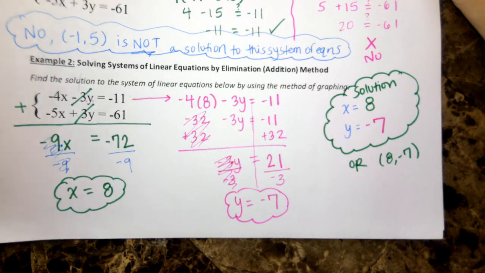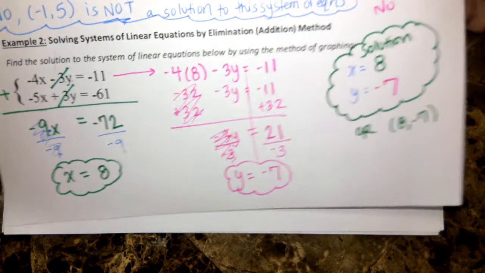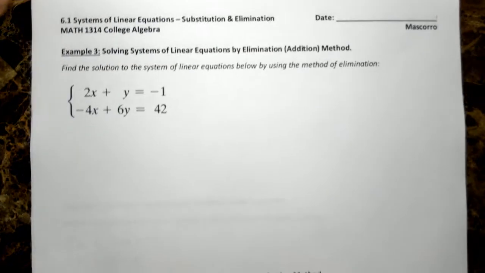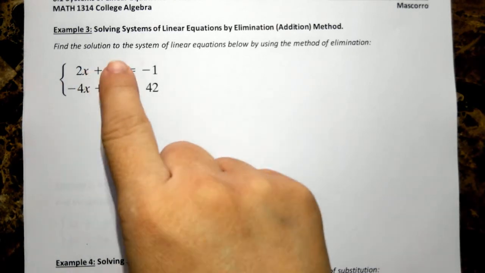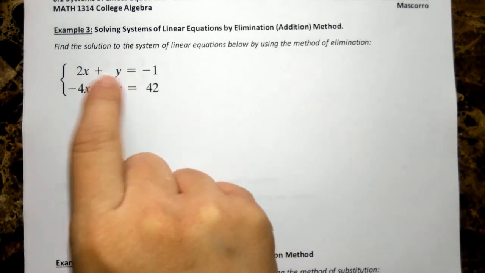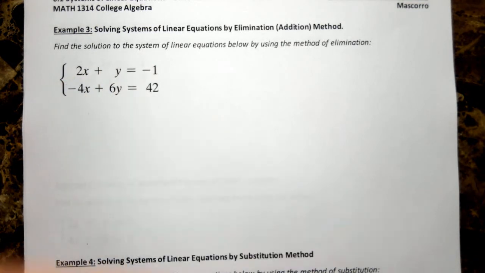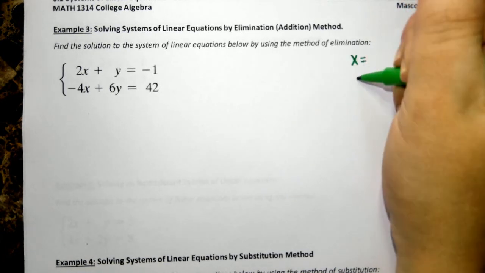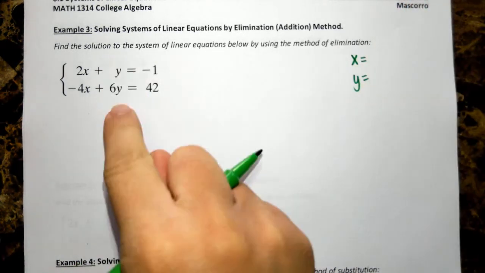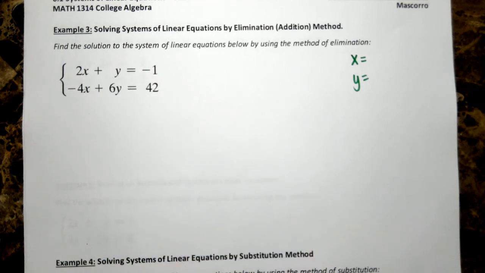All right, moving on, we're going to go ahead and do some more examples. But that was how you solve a system by elimination. All right, next example, we have another system of linear equations. We have 2 equations. We have 2 unknown variables. We don't know what x is. We don't know what y is. And it says find the solution to this system. In other words, figure out what x value and what y value you can plug into both of these equations that will give you a true statement.